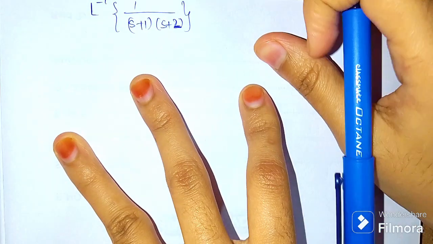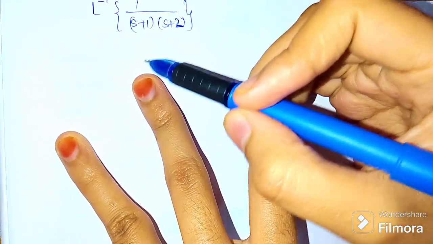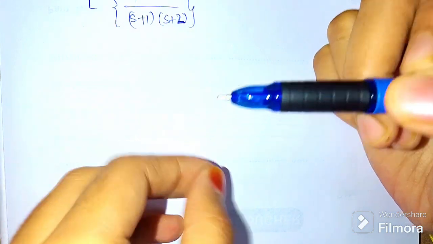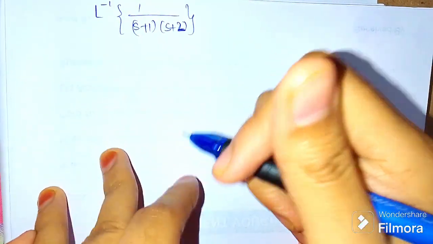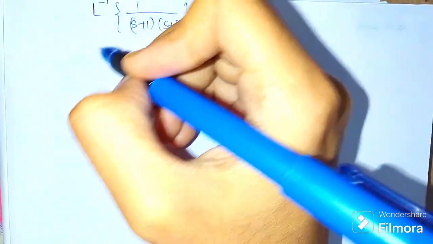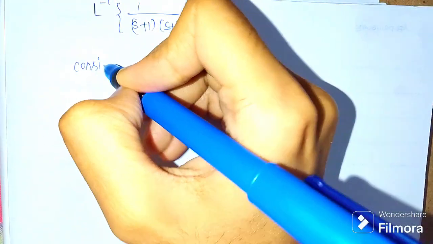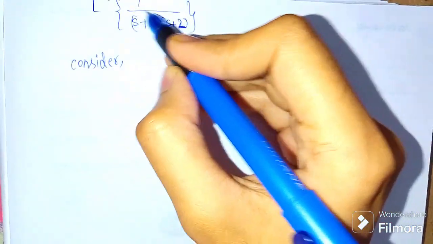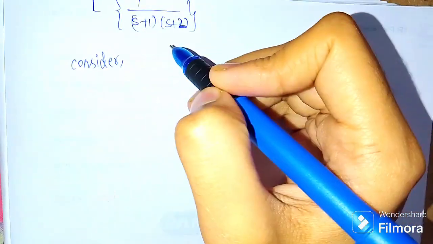So in this type of question, we cannot divide the denominator, so we need to use partial fractions, because then by the linearity property we can simplify. Now we'll see how to do inverse Laplace transforms using partial fractions. So first, consider, I think you know the partial fraction formulas. If a linear term is there, in the numerator we'll take constants.